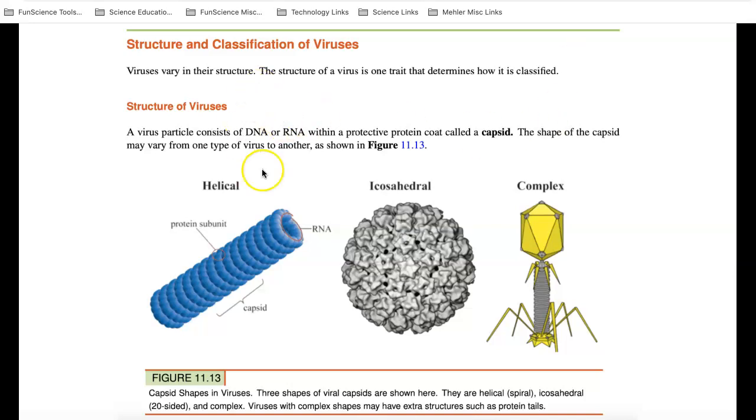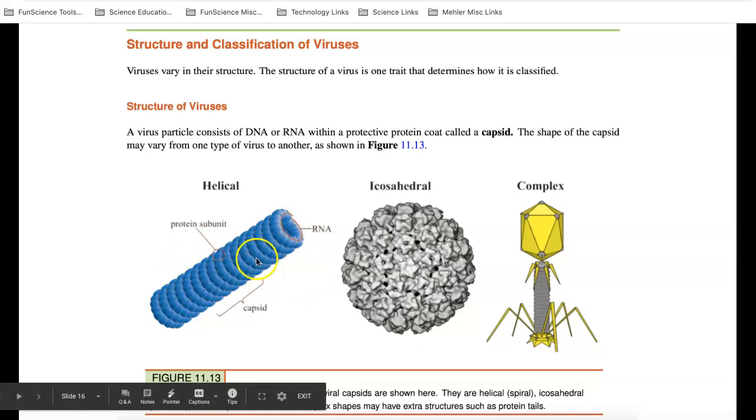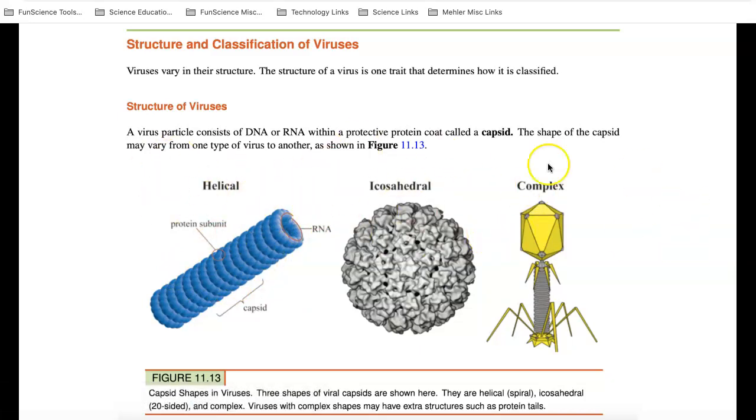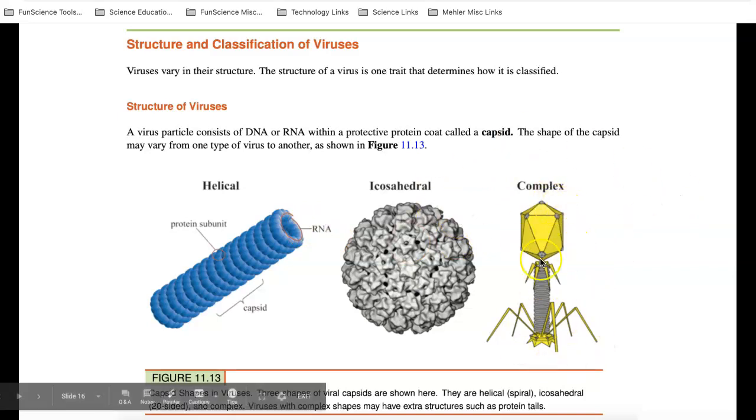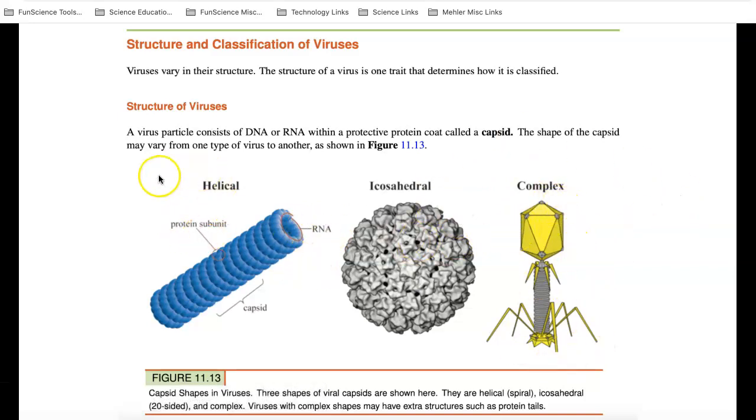So let's take a look at how they're put together, their structure. All viruses are made of two types of molecules. They're made of protein, and that's what you're seeing on the outside here. This is protein in the helical structure, icosahedral structure, or the complex structure. These are the protein coats we see on the outside, and they look rather alien. On the inside, they either have a section of DNA or a section of RNA.